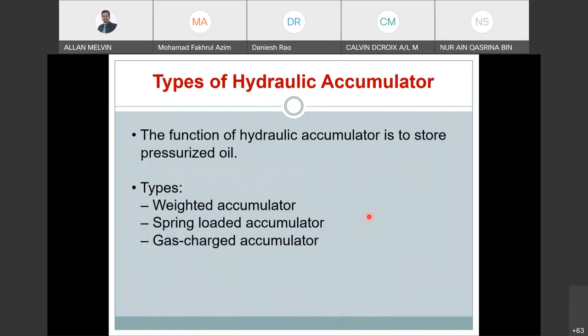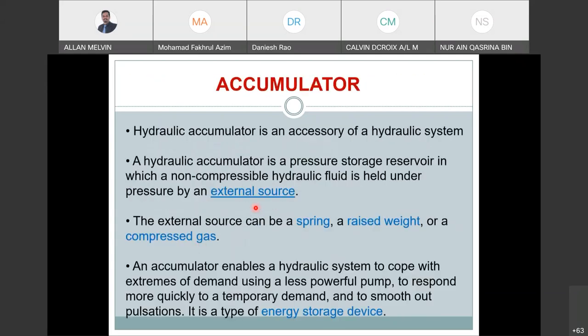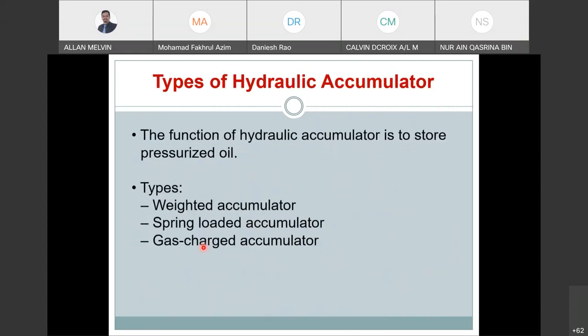So, types of hydraulic accumulator. We have three types: weighted accumulator, spring loaded accumulator, and gas charge accumulator. This is practically based on the external source we saw earlier. The external sources are spring, raised weight, and compressed gas. So the type of accumulator is related to this.